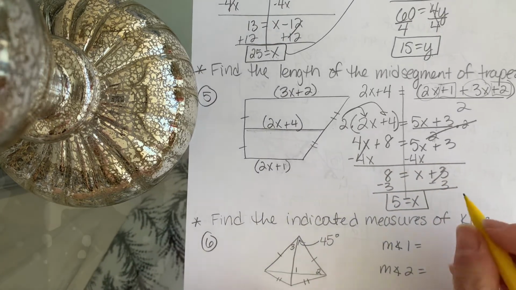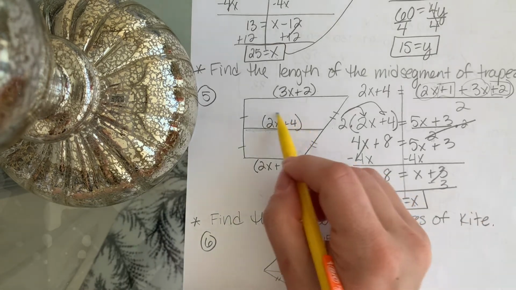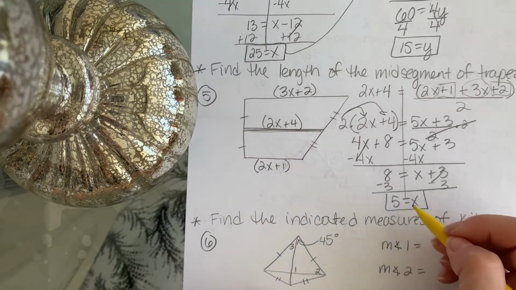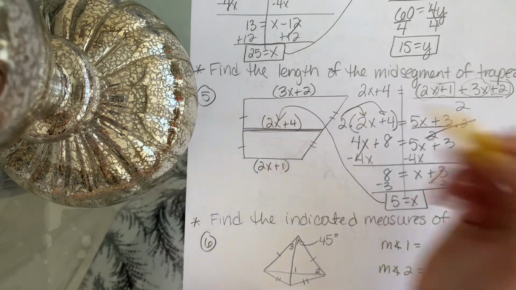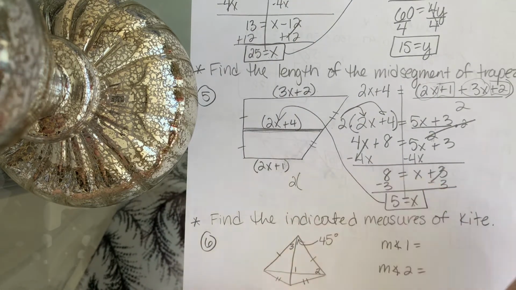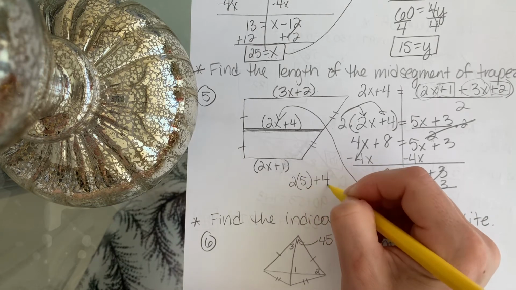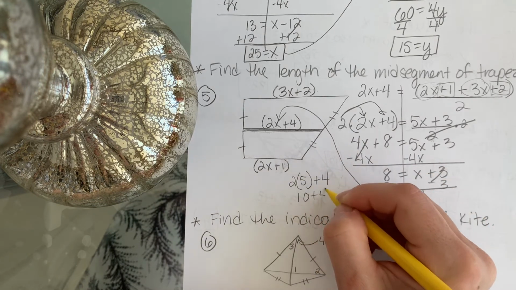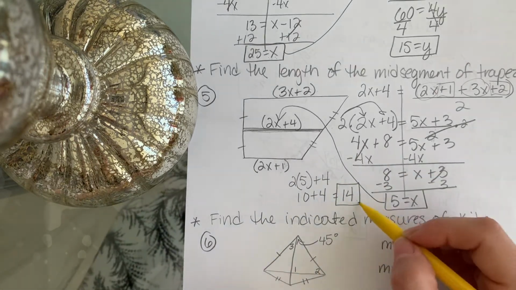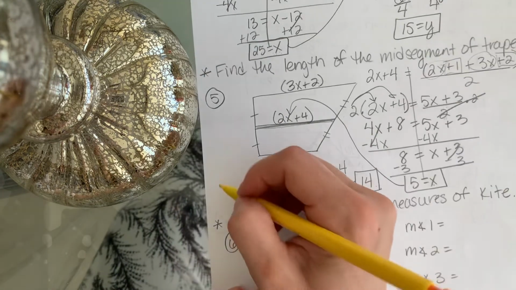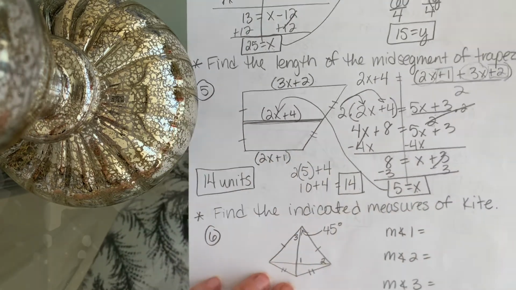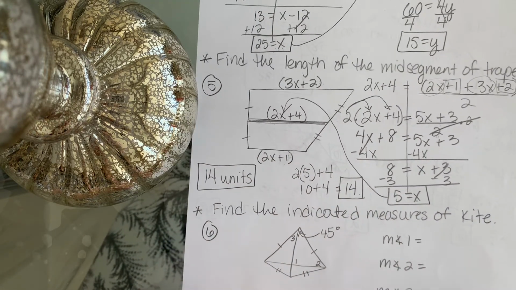Now we're not done here. We know what x is. We want to know the full measure of this mid-segment of this trapezoid. So I need to take 5 and plug it in for x here. So I have 2 times 5 plus 4, which gives me 10 plus 4, which equals 14. That is the final answer. And if you want, you can write 14 units, since there's no indicated measure there.